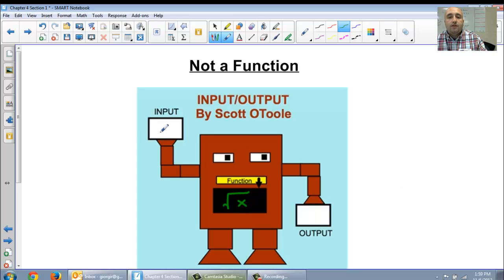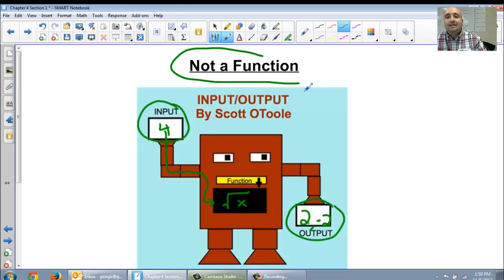Now, let's say I throw in 4. 4 goes into my machine. It goes into my function. What is the square root of x going to shoot out? Well, hopefully you know 2. But what else is the square root of 4? Negative 2. So at this input of 4, how many outputs? One input cannot have 2 outputs.